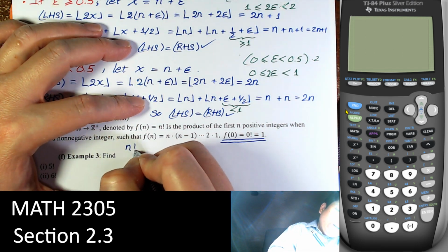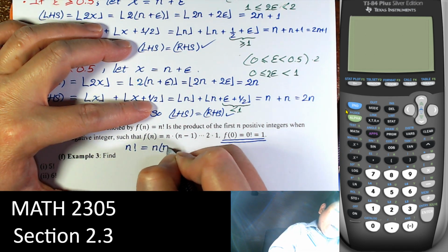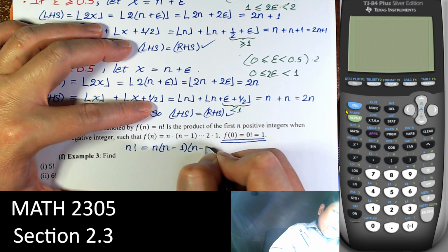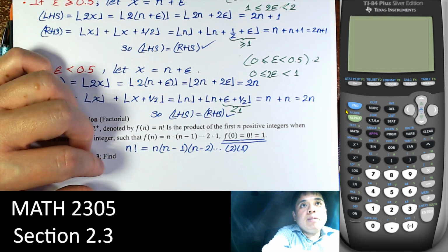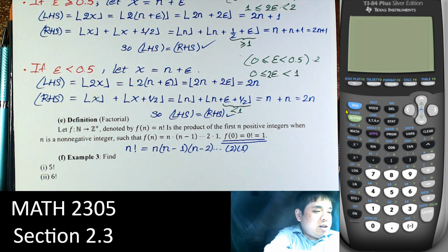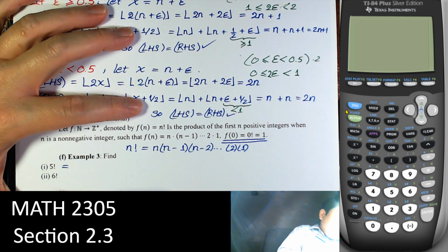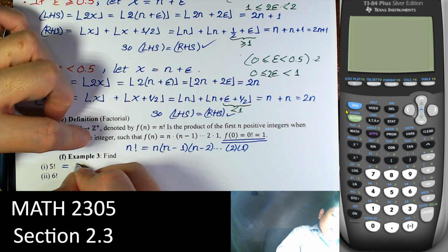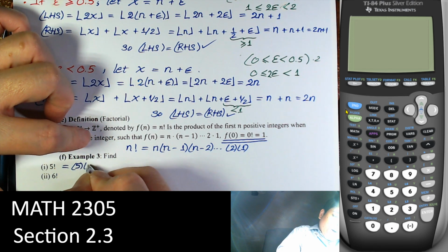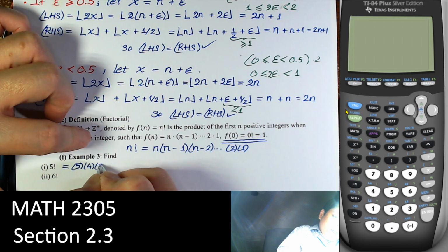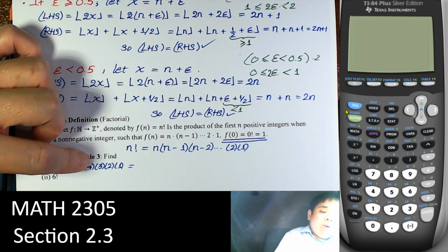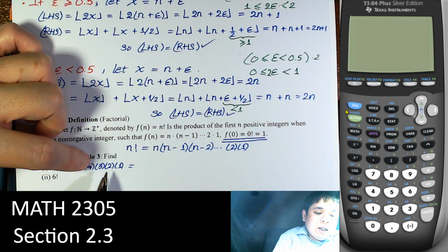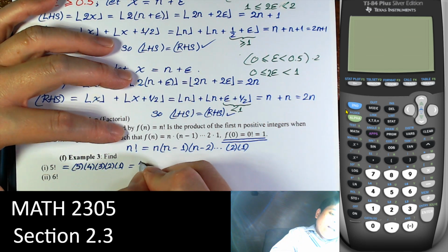So n factorial is equal to n times n minus 1 times n minus 2 all the way back to 1. Right? Of course we can go from 1 to n, but it's better to define from n back to 1. Now, for example, what is 5 factorial? Well, 5 factorial starts from 5, going back to 4, 3, 2, and 1. 5 times 4 is 20, times 3 is 60, times 2 is 120.